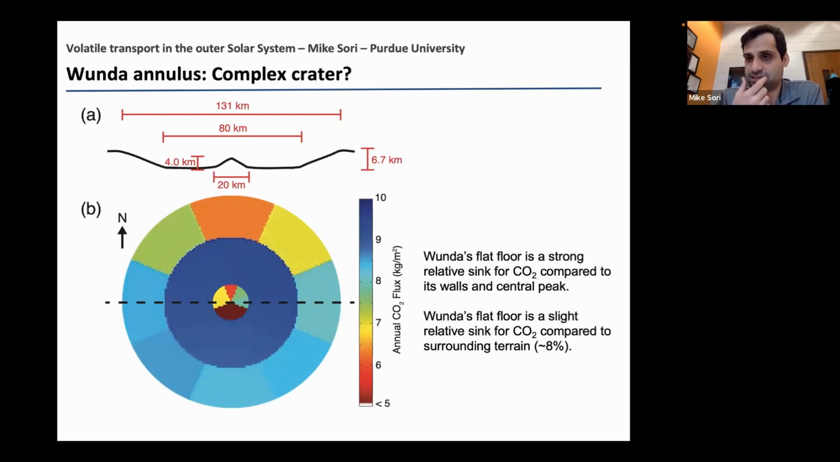And because of this positive feedback loop, where if you accumulate a little bit of CO2 ice, it gets brighter, I think that can explain why you see the CO2 ice on the floor of this particular crater and not as a continuous circle, because the central peak is a little bit warmer on average throughout the year.